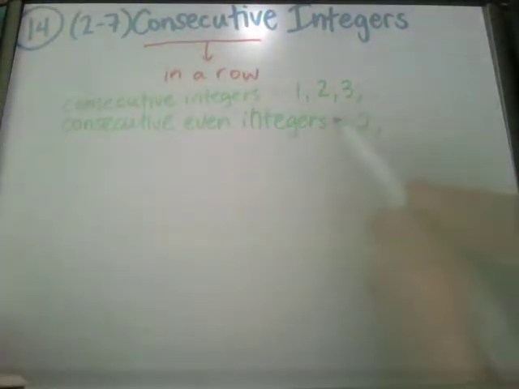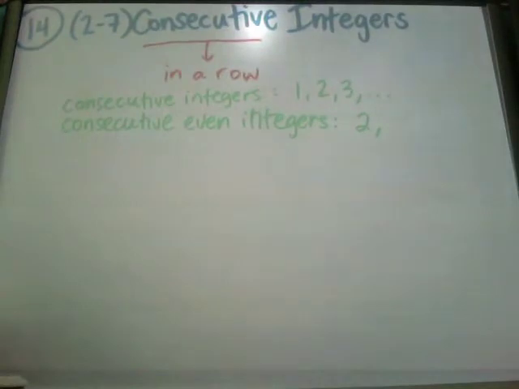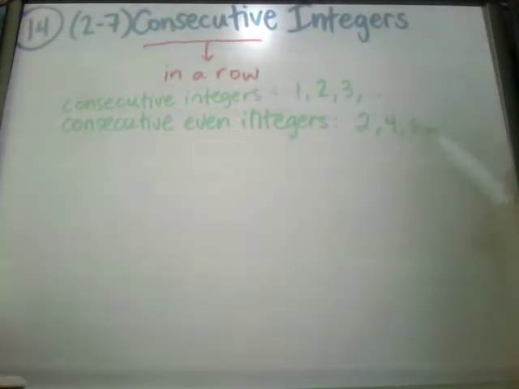If I said consecutive even integers, and I start with 2, what would come next after that, Carissa? 4, and then 6, 8.